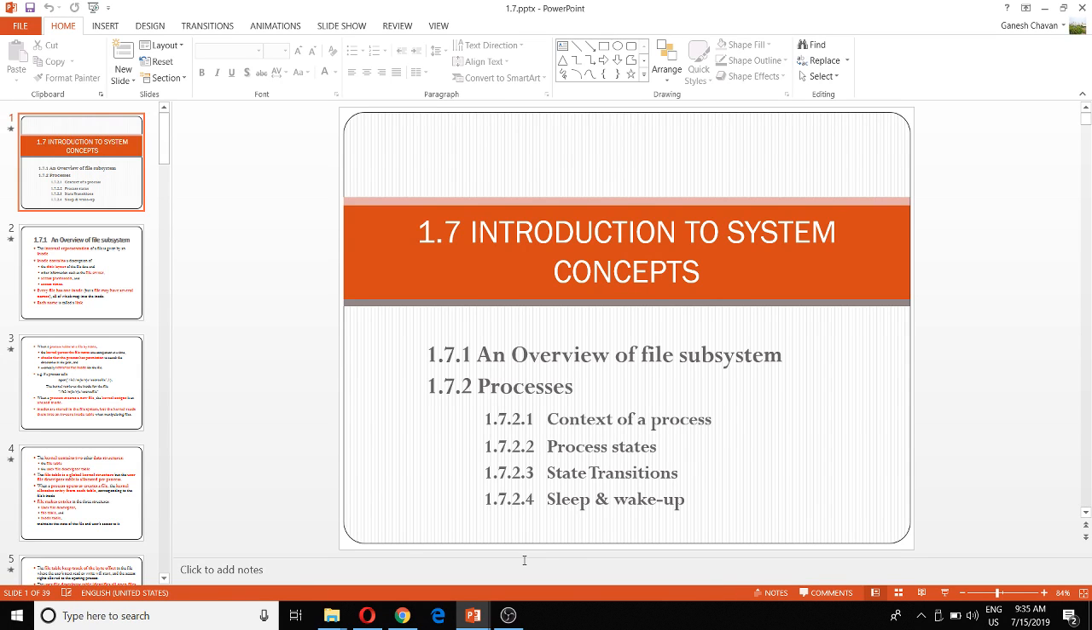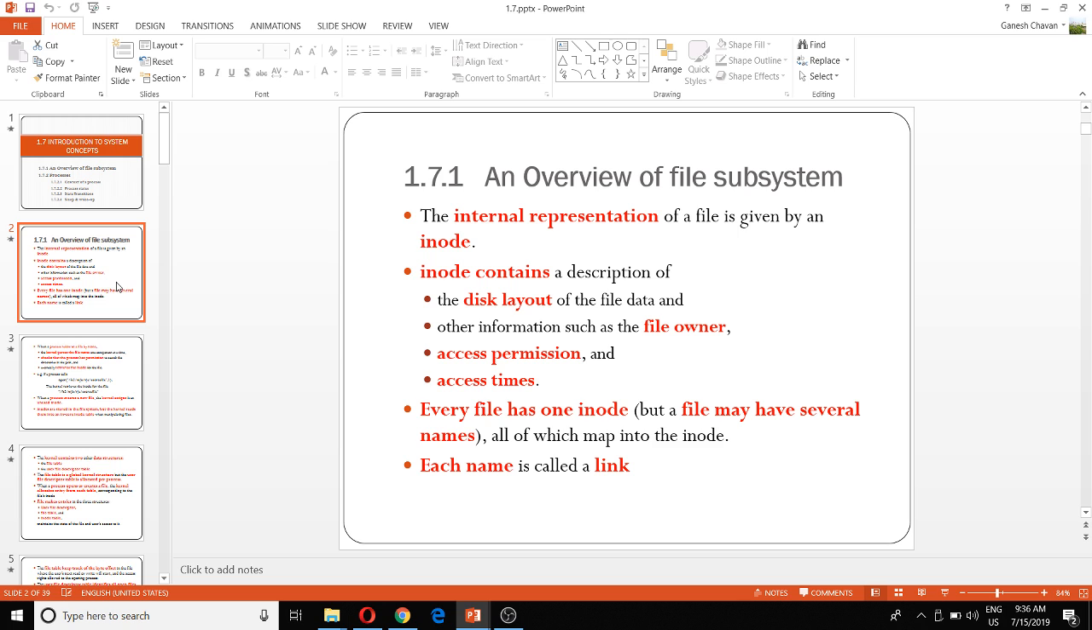The next point under consideration is the introduction to the system concepts. The first point in this particular subtopic is an overview of the file subsystem. Next, we have processes. Processes cover the context of a process, process states, state transitions, sleep and wake up. Now, an overview of the file subsystem.